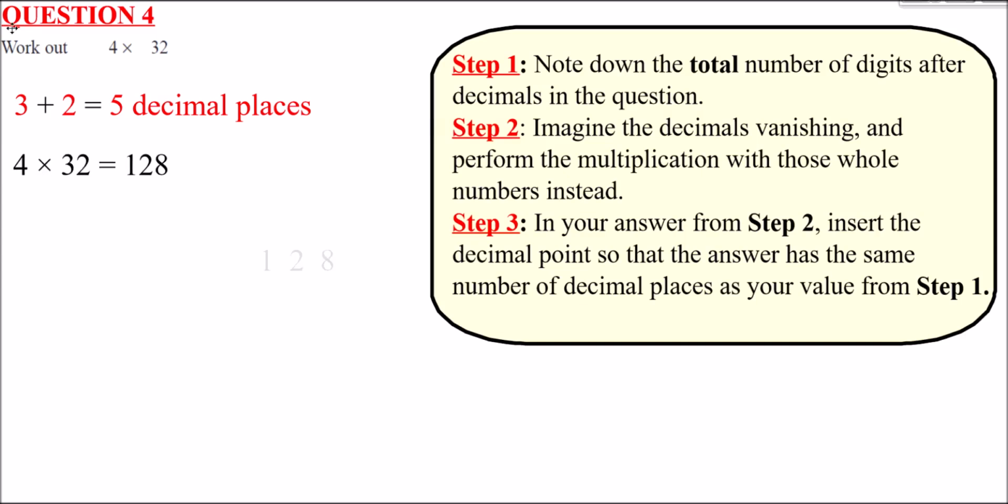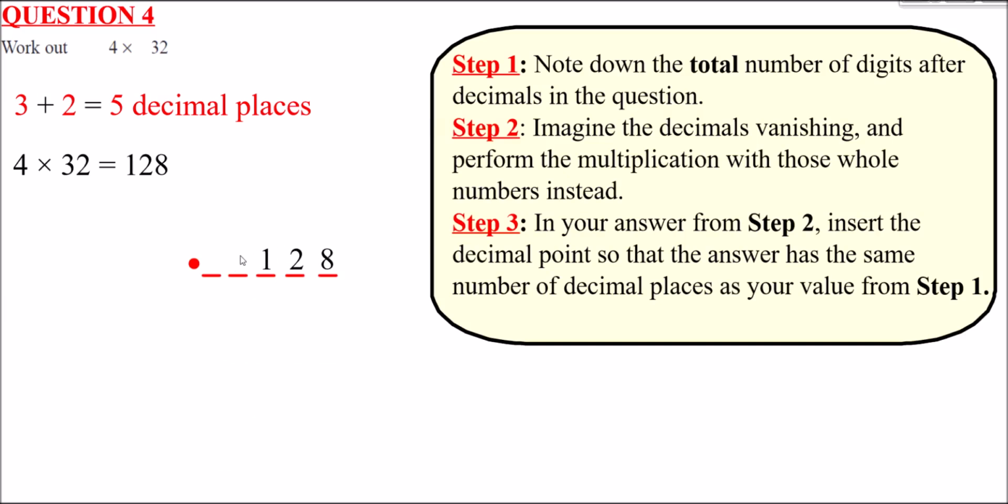So now we've got the number 128, we can now imagine step 3, inserting the decimal point so that the answer has the same number of decimal places as the value from step 1. So from step 1, in total there's 5 decimal places. So what we need to do, starting from the end of the 8, we need to count 5 places inwards. So 1, 2, 3, 4, 5, then the decimal would go here, something a bit like this. So that's where the 5 decimal places would be. So obviously the last 3, 4, 5 are the 1, 2, 8.